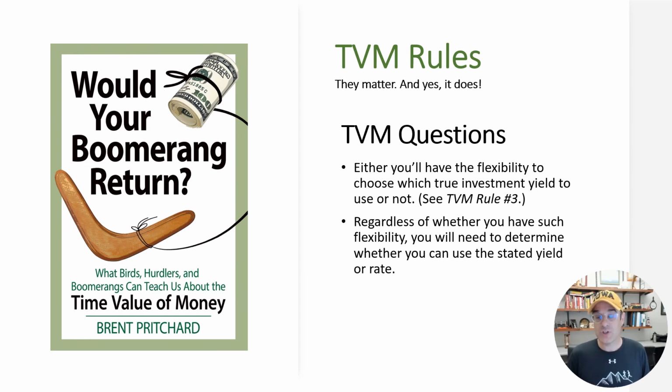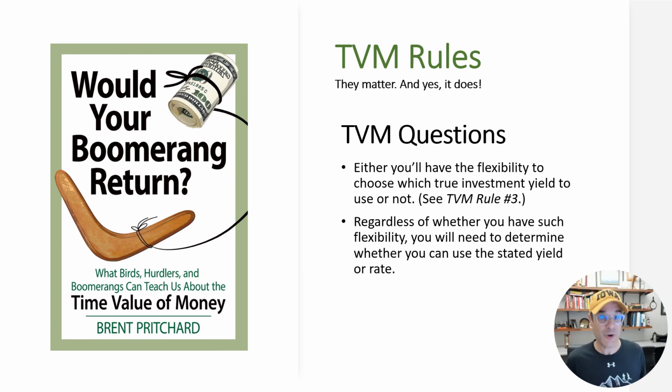How will you know if you can use the yield or rate that is stated or given? Well, you can only use a true investment yield, but it comes down to the right true investment yield. In other words, the time span of the true investment yield must match the time span in between periods or payments on the timeline. So that only leaves a simple investment yield and a true investment yield that doesn't match how you're telling time on the timeline. Either of those two won't do the job.